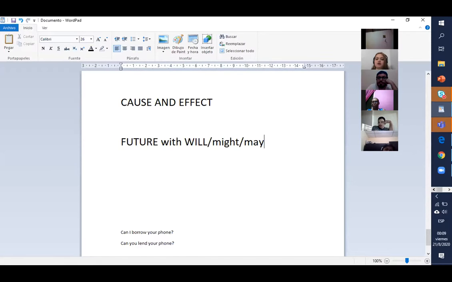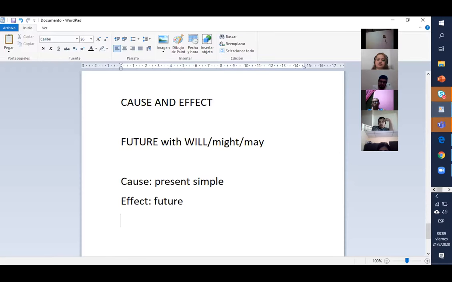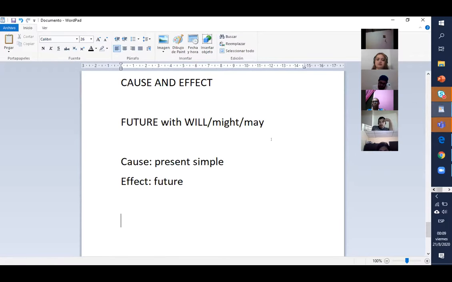Now, you're going to use present simple for the cause or for the effect, guys? If I go to my bedroom. So present simple. In effect, future. I will. That's a structure, okay? Now, the structure is, well, that's it, okay?